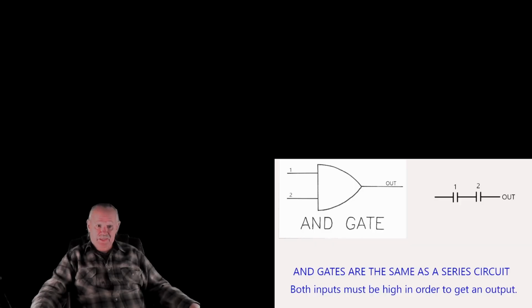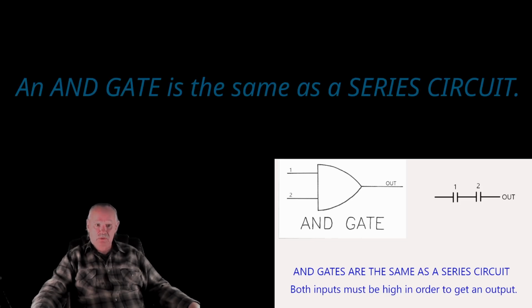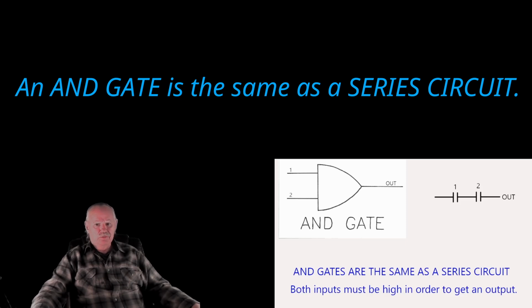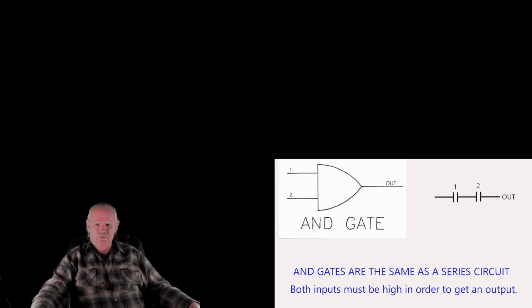Let's start with AND gates. This particular one is a dual input AND gate, which means it has two inputs. There will always be a single output on all of these gates. There is also a tri-input, a quad input, and so on. And each one of these inputs is exactly the same thing as a contact in a series circuit.